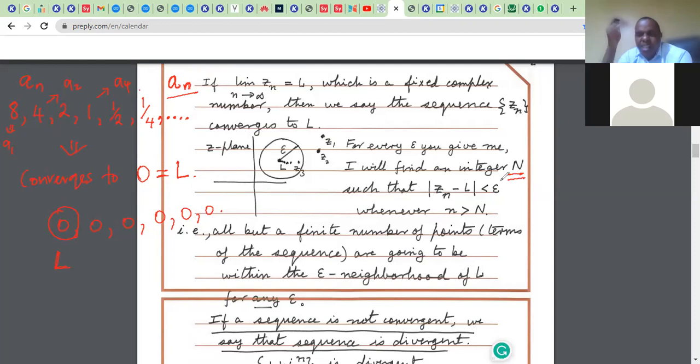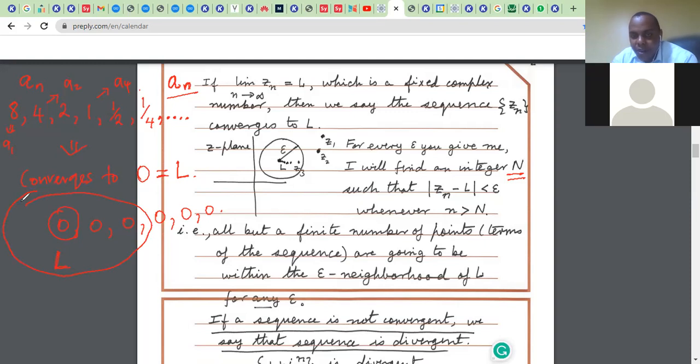Because for every epsilon, it will get to a point and get so close to 0. Yes. And then every other number beyond that point is going to be in the neighborhood of 0. Numbers will get so close to 0. They will get into the neighborhood of 0.